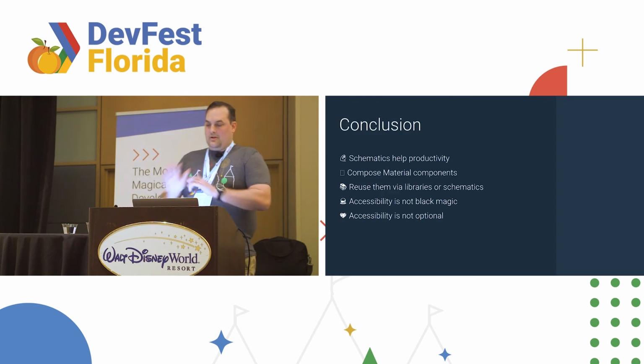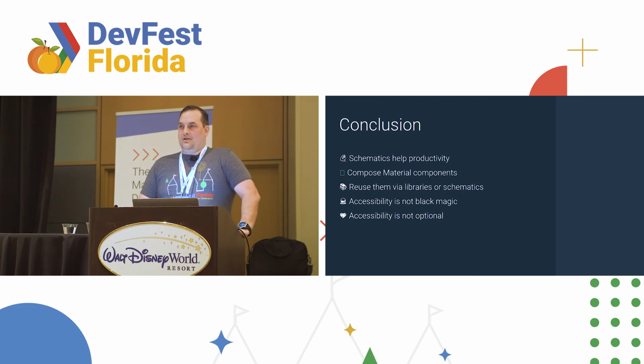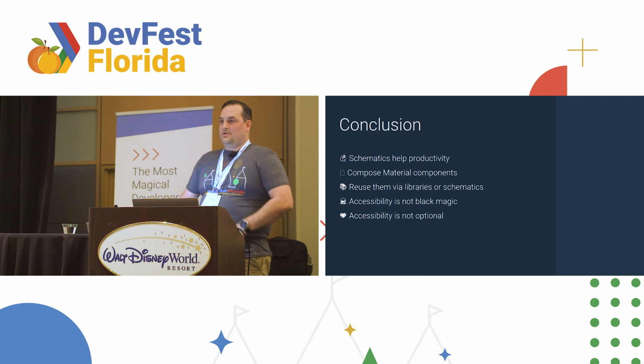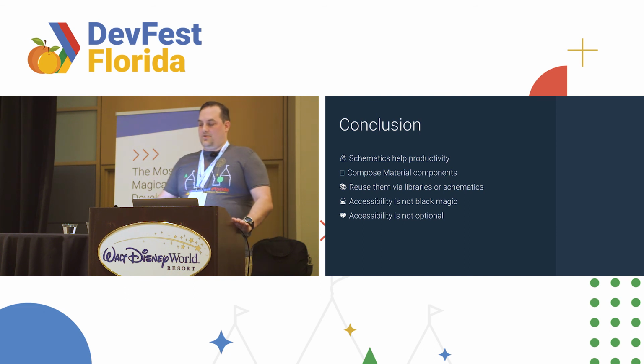So in conclusion, please remember that schematics are here to help you be more productive. You now have some patterns and guidance on how to compose components and share them with libraries and schematics. Finally, realize that accessibility tools are available to you, and that whatever platform you're on, you'll have some accessibility tools that you can work with and test your apps.